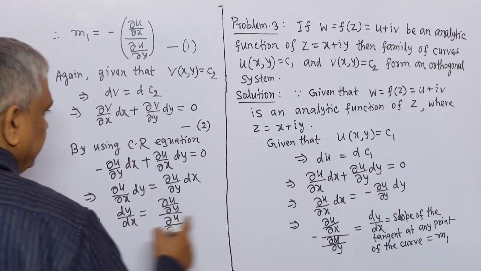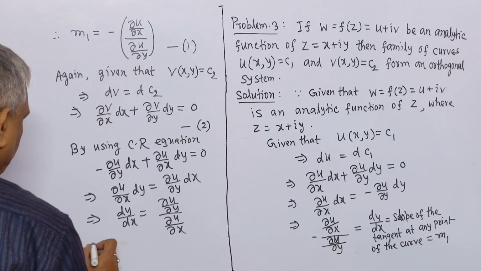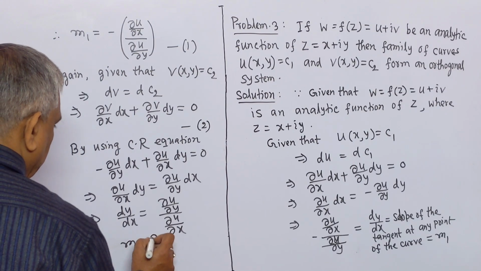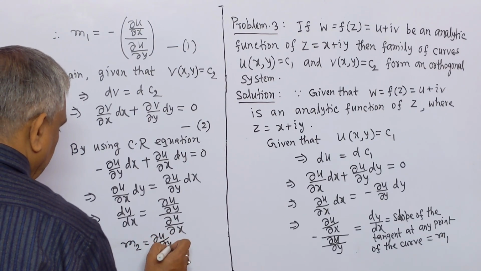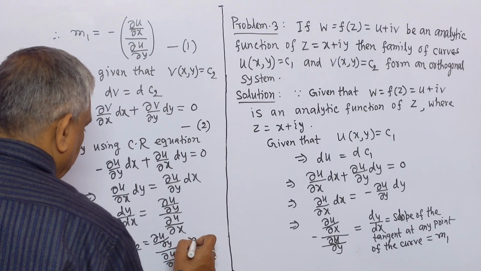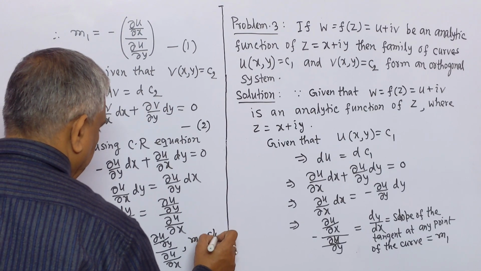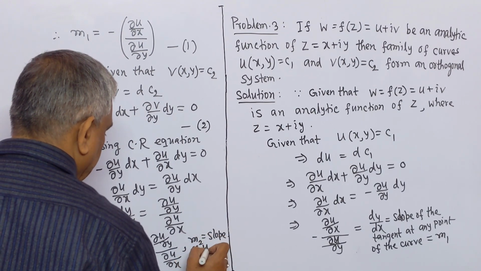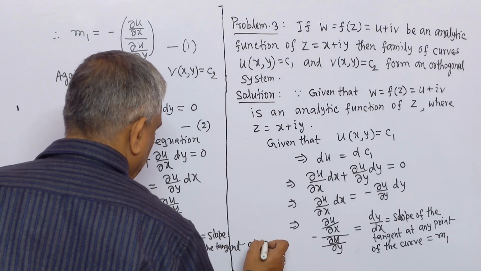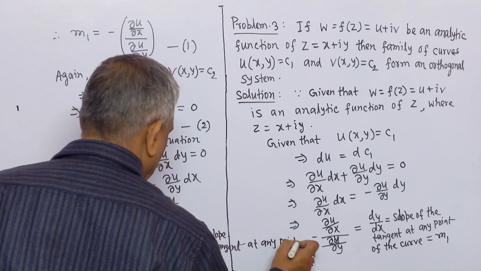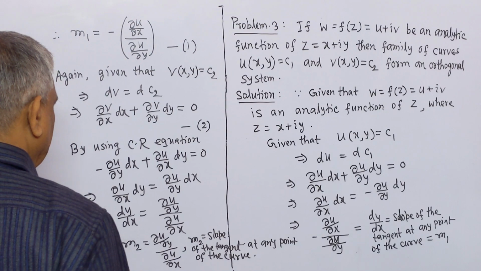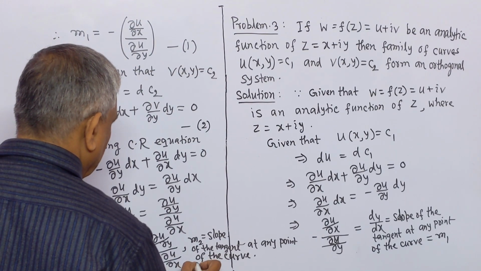This is the slope of the tangent similar to this. Let this be m2. m2 equal to del u by del y by del u by del x. m2 equal to slope of the tangent at any point of the curve. Let this be number 2.